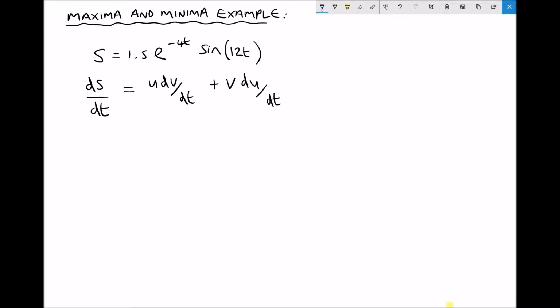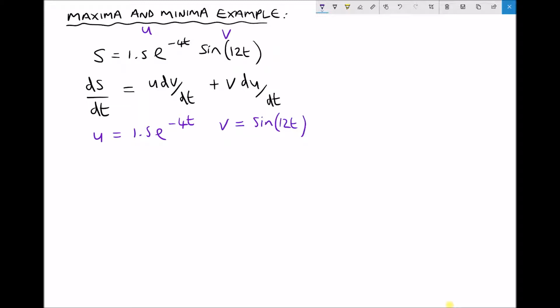Now before we can solve this problem, we need to assign our values of u and v. What we're going to do is set 1.5 e to the power of minus 4t as u, and we're going to set sine 12t as v. So therefore we have u equals 1.5 e to the power of minus 4t, and we have v equals sine 12t.